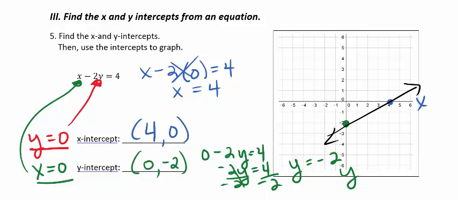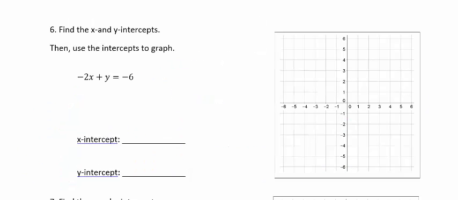So here we've graphed our line using the intercepts. In number 6, we're going to find the x and y intercepts, and then we're going to use those intercepts to graph the line. If we're finding the x-intercept, we know that y is always equal to 0 at the x-intercept, so we're going to plug that in here in the equation.